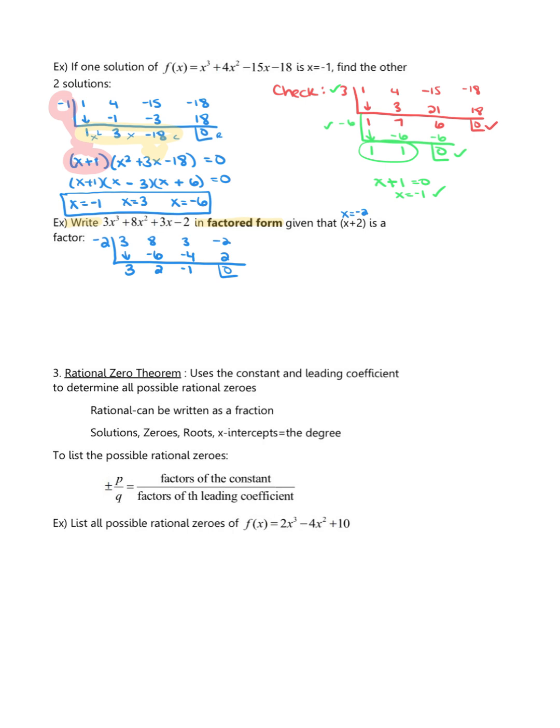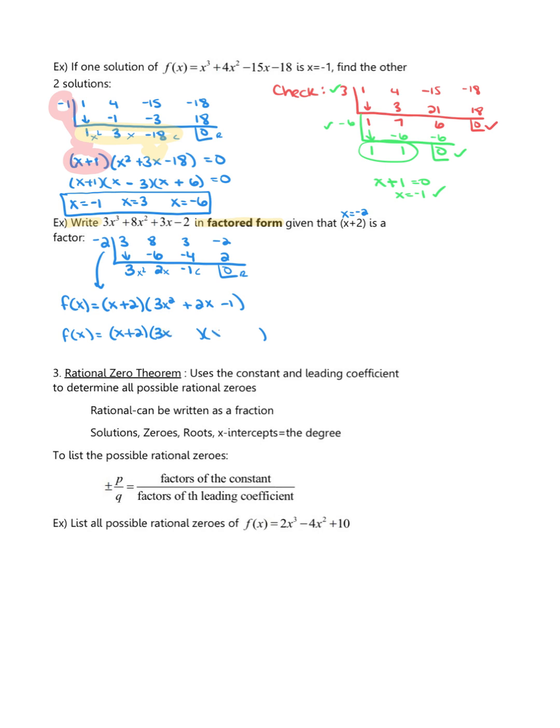Okay, so we divide by negative 2, we get a remainder of 0, and then we're going to write in factored form. So we're setting it to f of x, because we want f of x equals x minus negative 2, x plus 2, times 3x squared plus 2x minus 1. And then we want to factor that quadratic further. Now, sometimes you can't factor it further, but you always have to at least check.